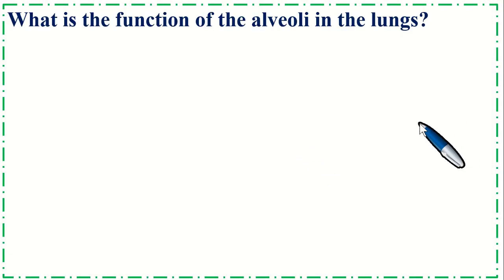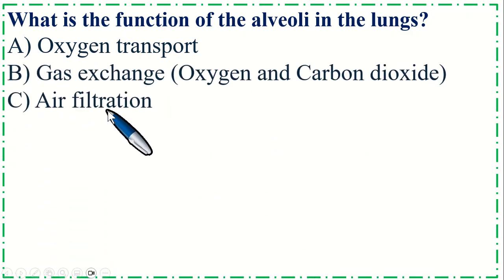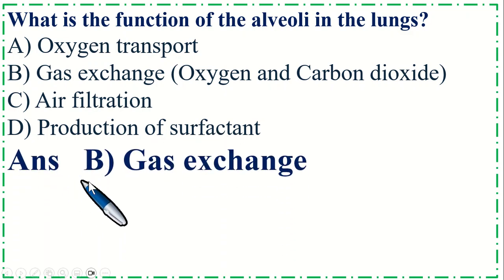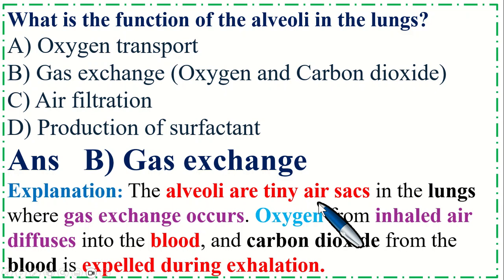So this is very important MCQ. What is the function of the alveoli in the lungs? Option A oxygen transport, B gas exchange, C air filtration, and option D production of surfactant. So the correct option is B gas exchange. The alveoli are tiny air sacs in the lungs where gas exchange occurs. Oxygen from inhaled air diffuses into the blood and carbon dioxide from the blood is expelled during exhalation.